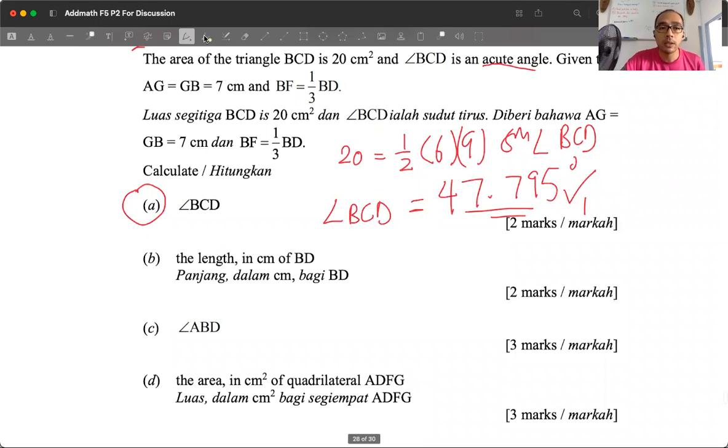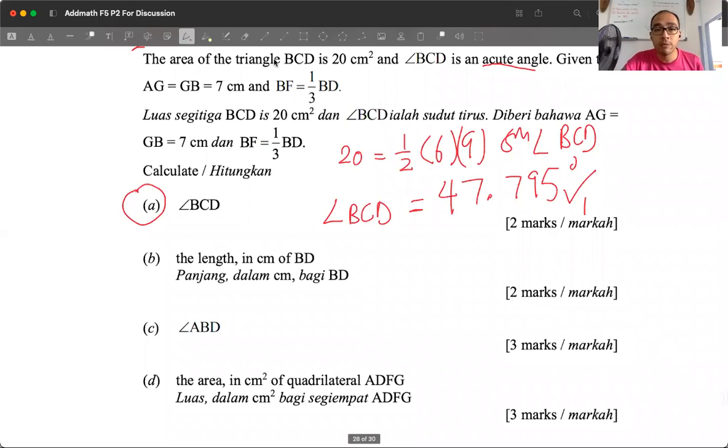Sorry, once again, no putting the double line. Okay, so let's just leave the answer as it is, 47.795 or something close to it. You shouldn't be very far from this. At most it would be 796 or 794. Okay, shouldn't be very far from this.